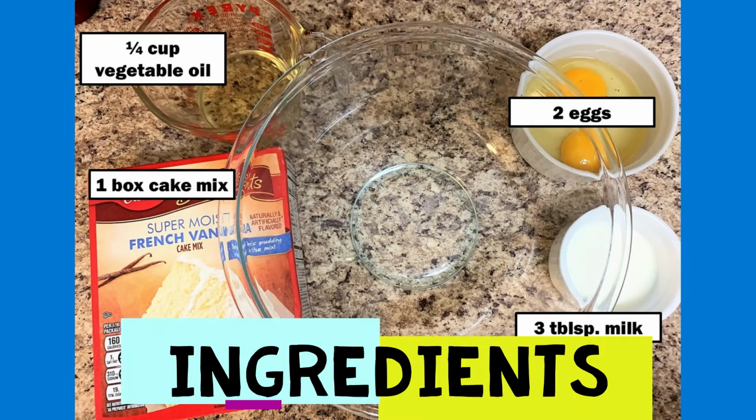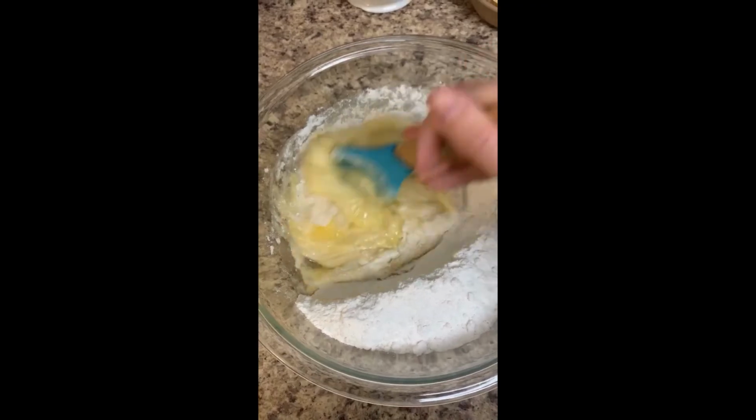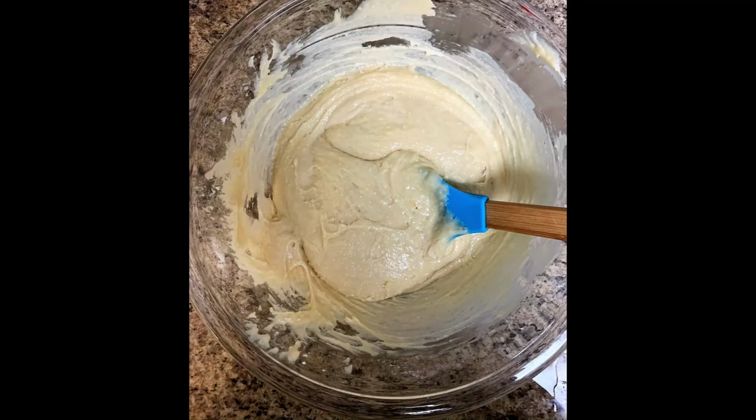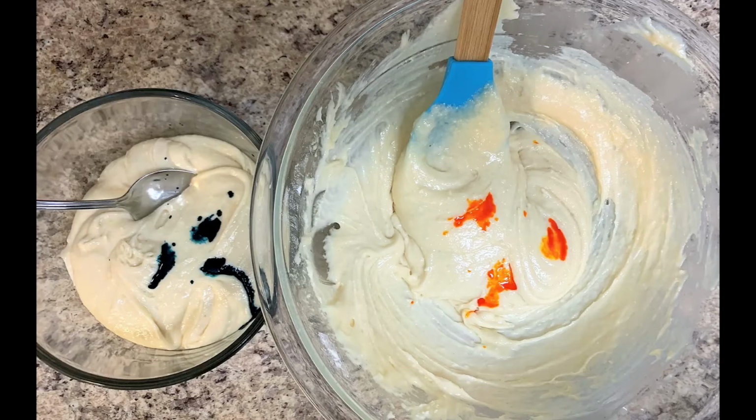So for your ingredients, I took 1 box of cake mix, a 1/4 cup of vegetable oil, 2 eggs, 3 tablespoons of milk, and mix these together, modifying the recipe from the back of the cake box. I hand mixed until smooth, then divided the mixture in 2. I then added dye to these batters to represent 2 of our 3 germ layers.